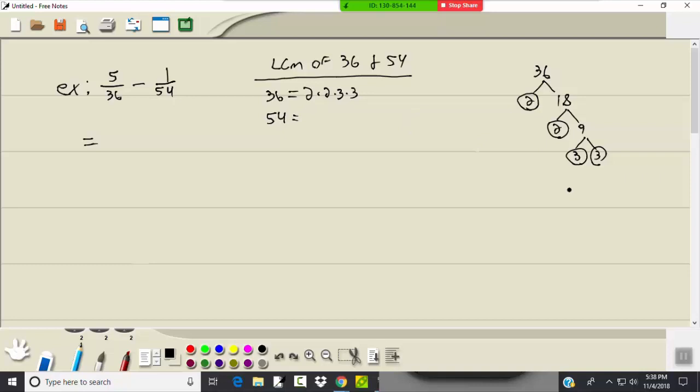Now 54. It's divisible by 2. Start my first prime. 2 times 27. 2's prime, so I circle it. 27 is not divisible by 2, but it's divisible by 3. 3 times 9. 3's prime, so I circle it. And 9 is 3 times 3. And both those are primes, so I circle them. So we got 2 times 3, well, 3 threes.